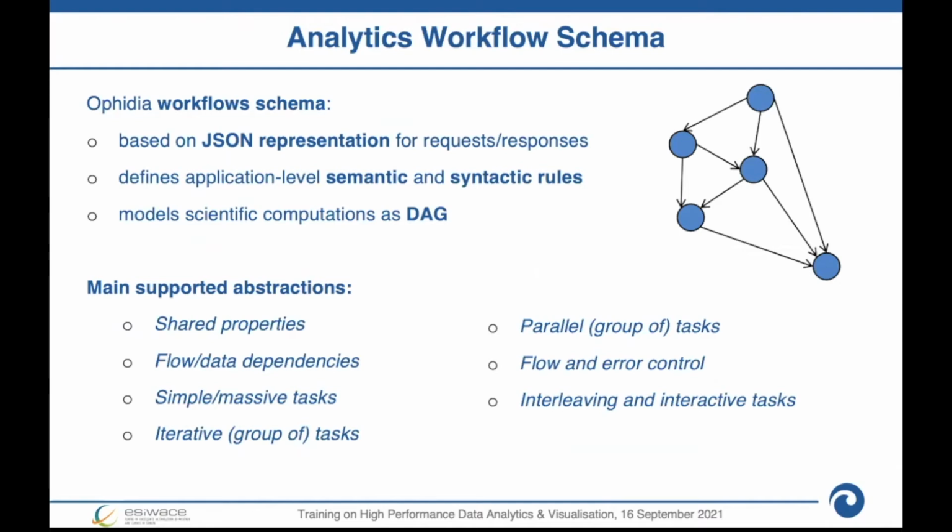So here we can see the main supported abstractions for the workflow schema. Basically, the schema defines all the semantic and syntactic rules to be followed in the workflow documents. And so the main supported abstractions include shared properties, data and flow dependencies, also simple task definition, as well as parallel groups of tasks, flow and error control, and also interleaving and interactive tasks, which allow delaying the workflow execution based on some input signal or external conditions. As said, the workflow is implemented according to this JSON schema, and is able to support the computation as directed acyclic graphs.